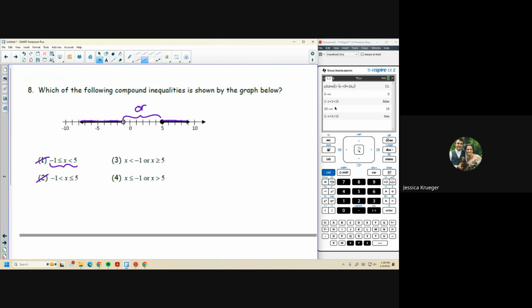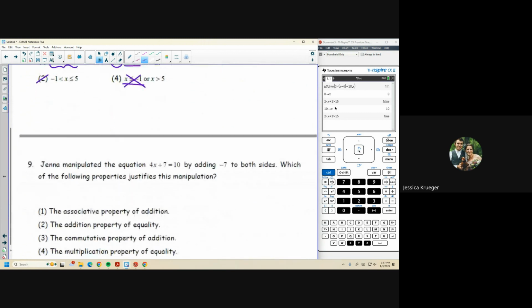Well, what's the difference between these? Here's -1, and at -1, it's an open circle. Remember, an open circle means that you're using a greater than or a less than. So if I look, this says X is less than -1, and choice 4 is X is less than or equal to -1. Well, since this is an open circle, it can't be choice 4. Let me just verify at 5, it's a closed circle. So that means it's greater than or equal to. So 3 is our correct answer.